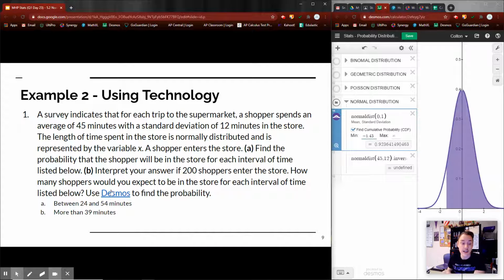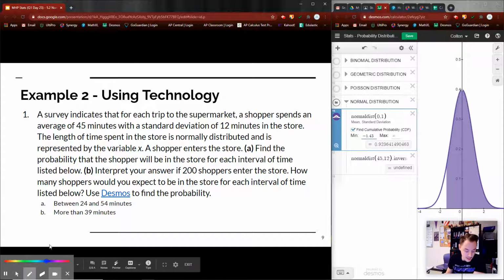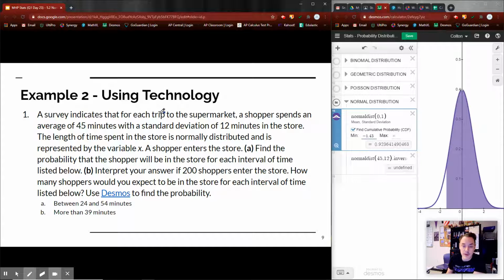And let's go to here. So this is a rather long one, but that's okay. A survey indicates that each trip to a supermarket, a shopper spends an average of 45 minutes. So off to the side, I'm going to say my mean is 45. Standard deviation is 12. So I'm going to write that down. A shopper enters a store. Find the probability that the shopper will be in the store for an interval of time listed below. And afterwards, we want to interpret your answer: if 200 shoppers enter the store, how many shoppers would you expect to be in the store for each interval of time listed below?